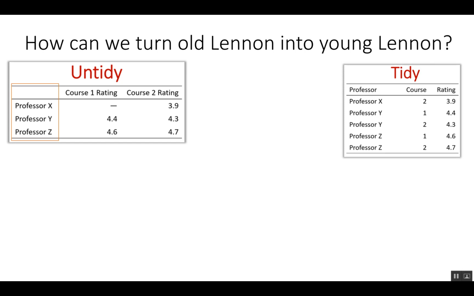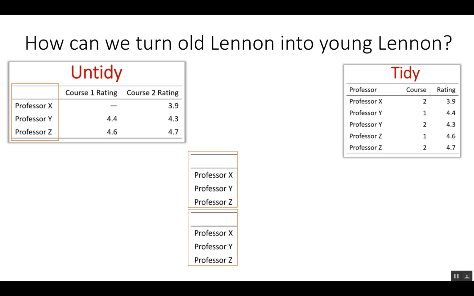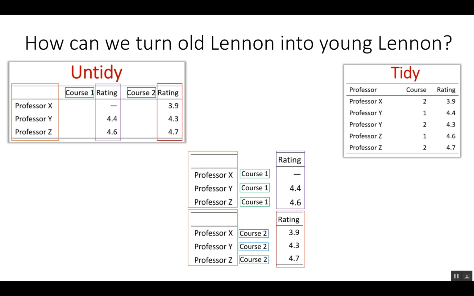We need to repeat it for the number of columns that are untidy. There are 2 columns that are untidy, the course 1 rating and course 2 rating. So we need to repeat that column 2 times and stack it on top of each other. Then we take the column headers for the untidy columns and repeat each of those for the number of rows underneath them. There we repeated course 1 3 times, and then we do the same with course 2, repeat it 3 times, put it next to each professor. Then we grab the ratings, stack them on top of each other, and now we have a tidy data set. Of course, you need proper column headers, but it's tidied.